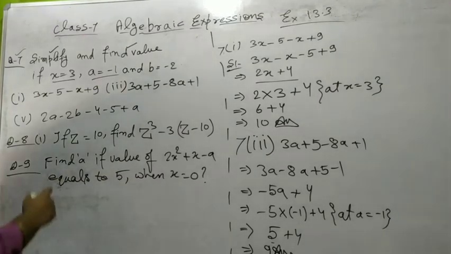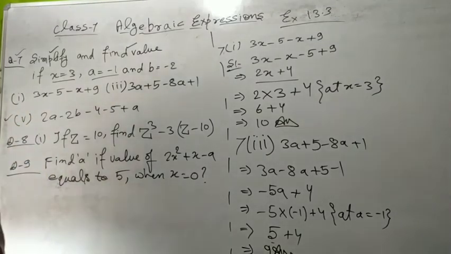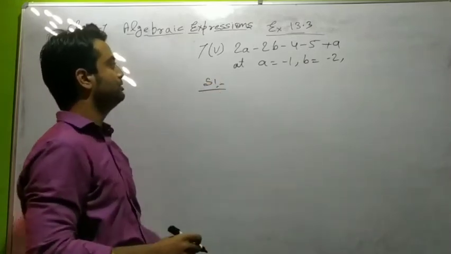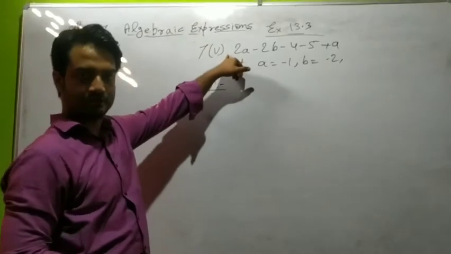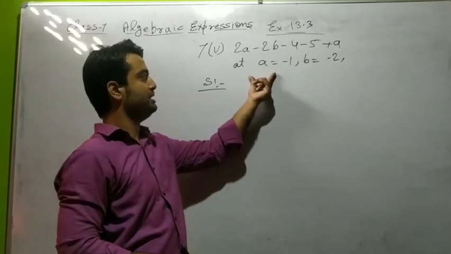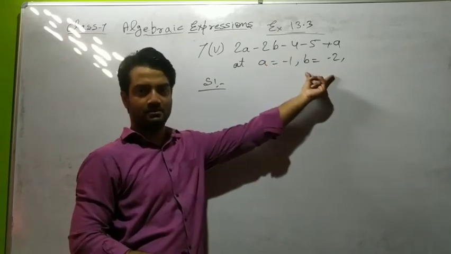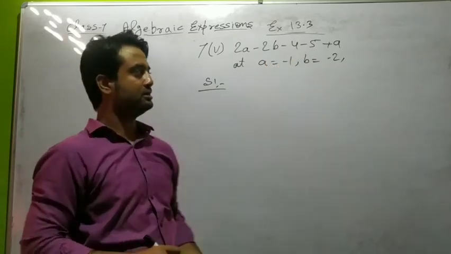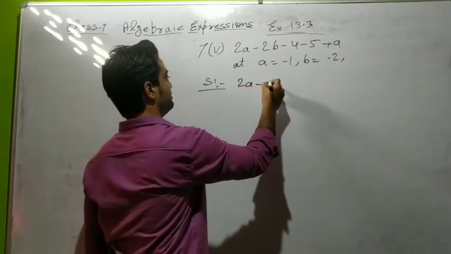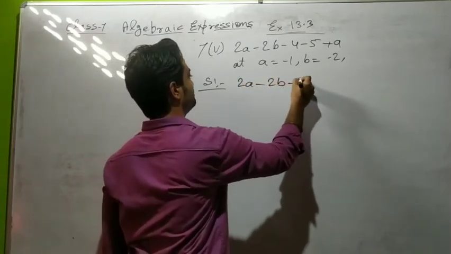Now let us move to the 5th part. So in 5th part also, the same algebraic expression is given. We have to find out its value at a equals 1 and b equals minus 2. Let's begin. So first we will write the given algebraic expression.